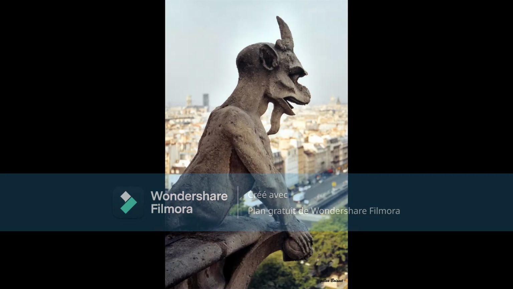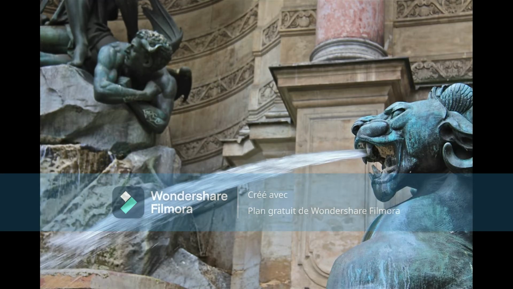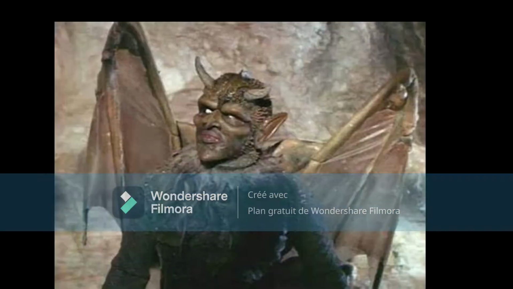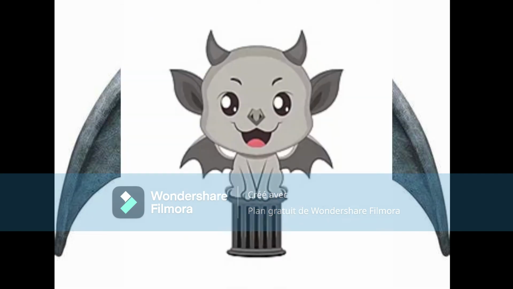One of its defining characteristics is what we call the gargoyle. It's a sculptural waterspout placed to prevent rainwater from running down masonry walls. They are often used in scary movies due to their scary-looking appearance, but they are actually harmless.